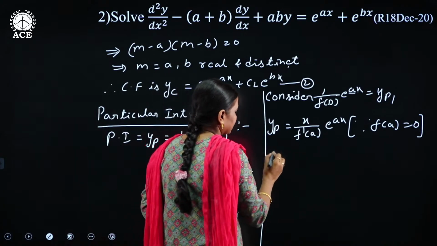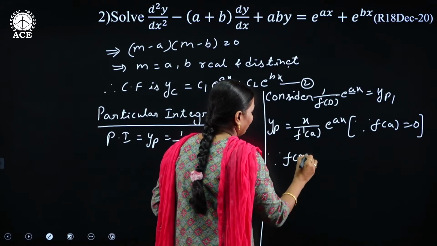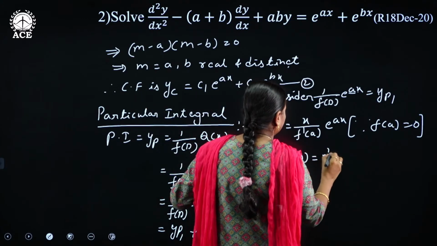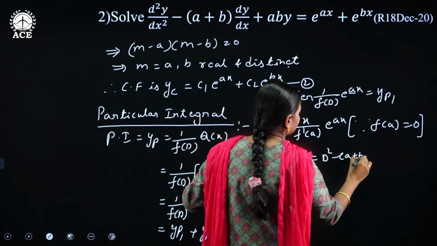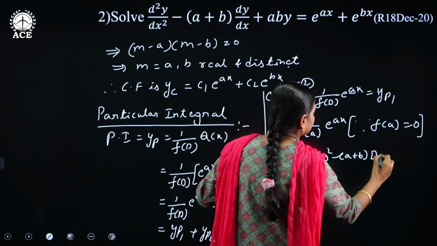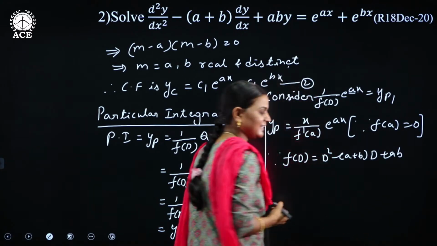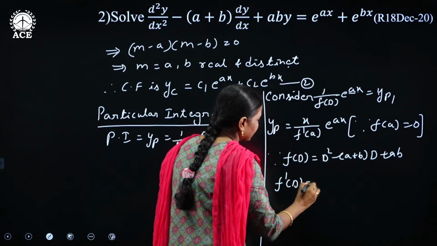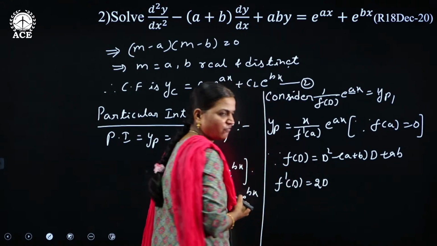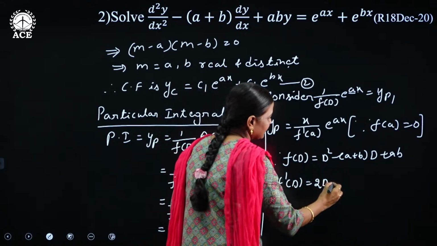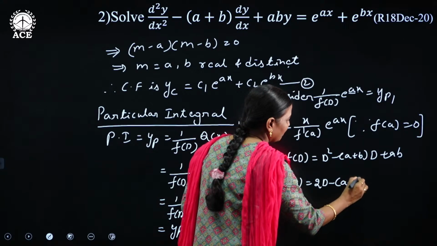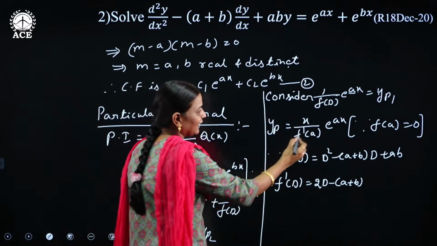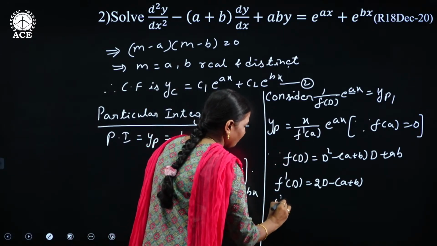So here, what is the f of d? f of d is equal to d square minus (a plus b) into d plus ab. So this is f of d. And what is the f dash of d? f dash of d is equal to 2d, differentiation of d square is 2d, minus (a plus b) into differentiation of d, which is 1. So this is the f dash of d. And if we replace d by a, we get f dash of a.